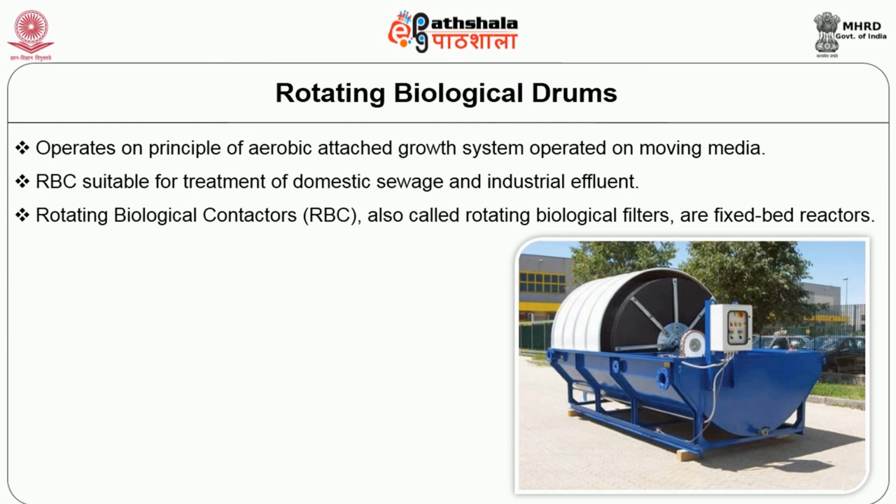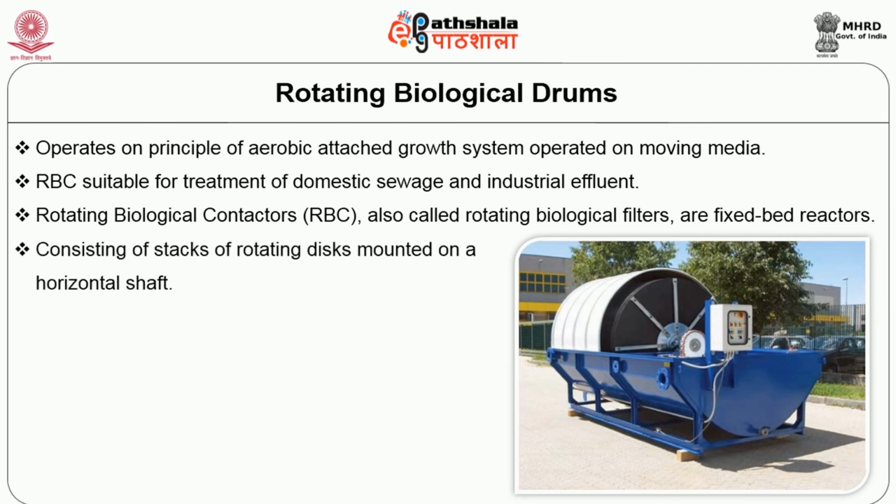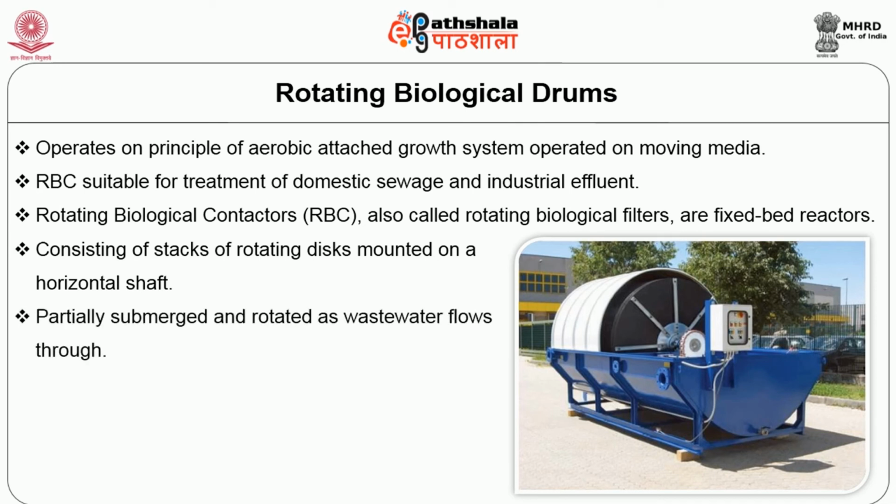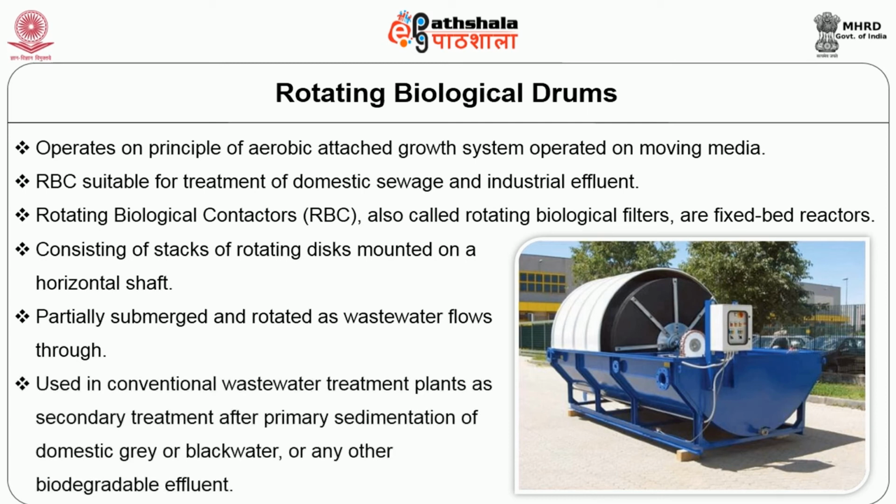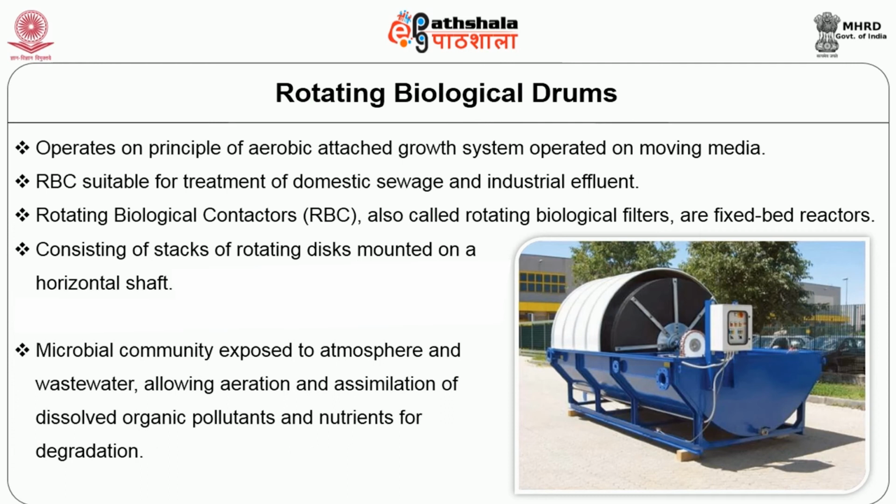So what is the main thing the rotating biological contactors contain? It consists of a stack of rotating discs which is mounted on a horizontal shaft. They are partially submerged and rotated as wastewater flows. They are used in conventional wastewater treatment plants as secondary treatment after primary sedimentation of the black water or any other biodegradable effluent. The microbial community is alternately exposed to the atmosphere and the wastewater, allowing both aeration and assimilation of dissolved organic pollutants and nutrients for their degradation.